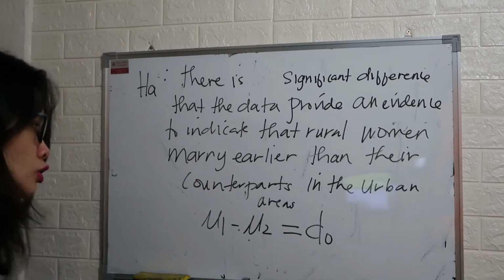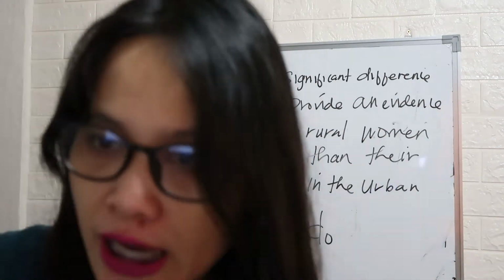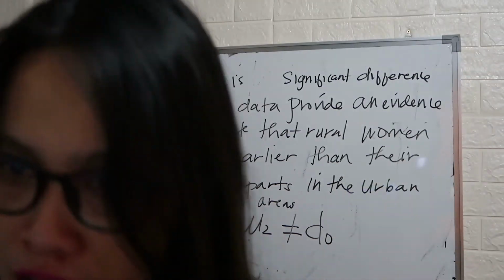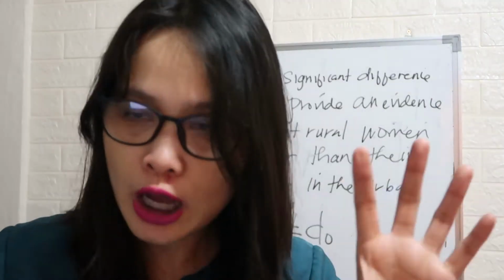So meaning there's a change. So what will be your symbol? mu sub 1 minus mu sub 2 is not equal to your hypothesized difference between two means. So that will be your HA.